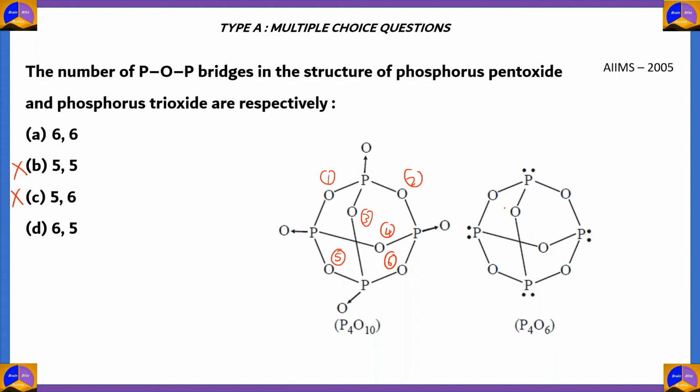Now, what about the bridges present in phosphorus trioxide? So this is 1, this is 2, this is 3, this is 4, this is 5, and this is 6. Even though the formula is different, they still have the same amount of P-O-P bridges. So that means option A is the right option. And we did that by looking at the structure of P4O10 and P4O6 and counting the P-O-P bridges. So both of these oxides of phosphorus will have the same amount of P-O-P bridges.